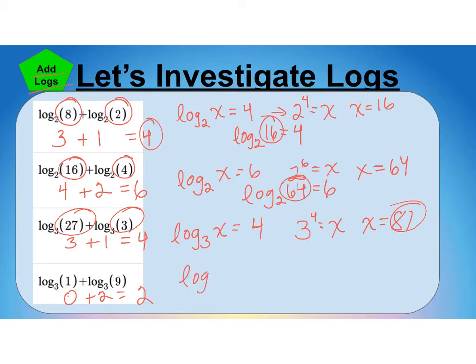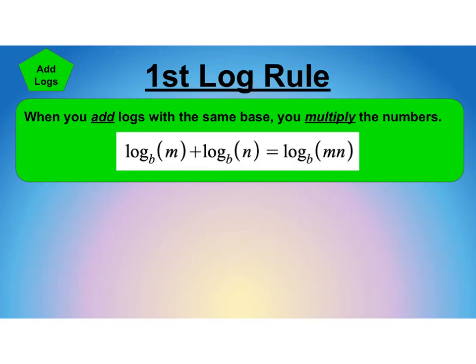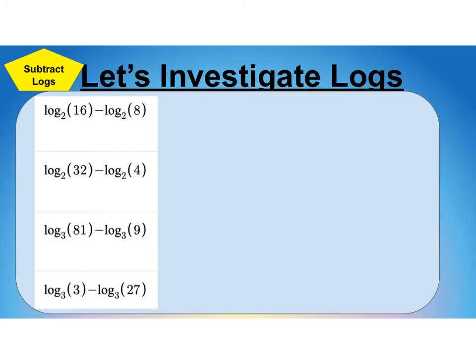Log base 3 of x equals 2. So 3 to the 2 equals x. X is 9. What's the relationship between 1 and 9? Hopefully you can see it by the time we did the problem. When you are adding logs with the same base, you can just multiply those two numbers together, and that will help you move along in a problem, solve a problem.